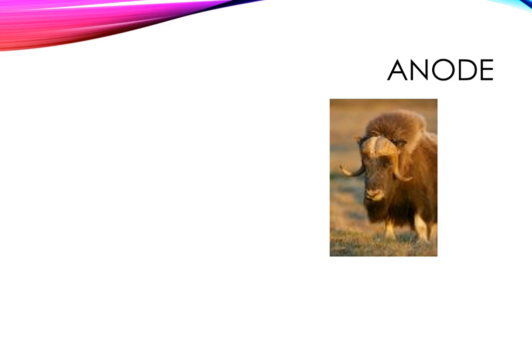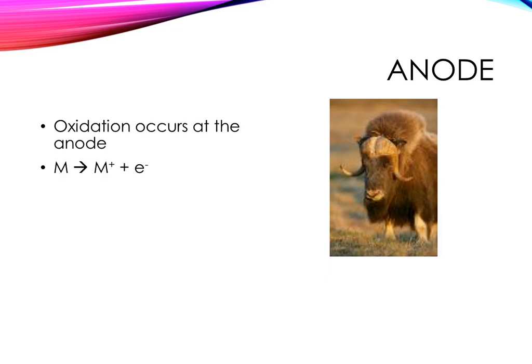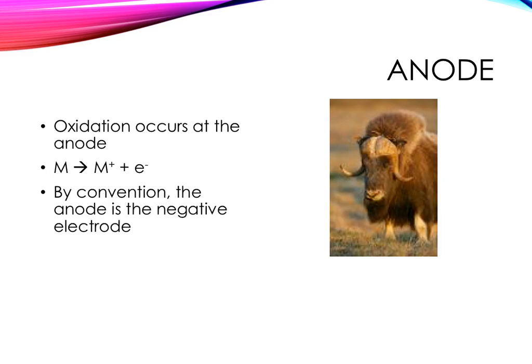One of the electrodes in any voltaic cell is called the anode. And this is where the oxidation process occurs. So if we think about it just in general terms, the metal is making metal cations and releasing however many electrons it needs for the charge of the metal cation that it's making. So you really need to know that oxidation occurs at the anode, right? By convention, the anode is considered to be the negative electrode.